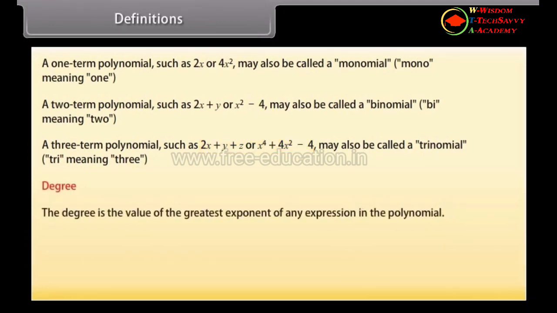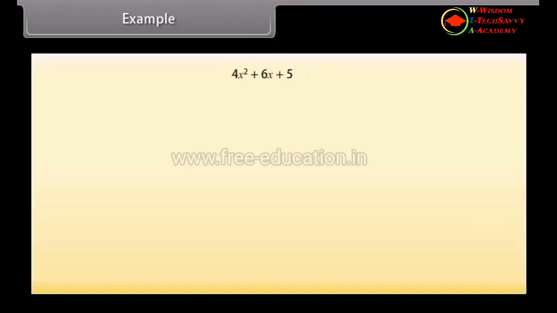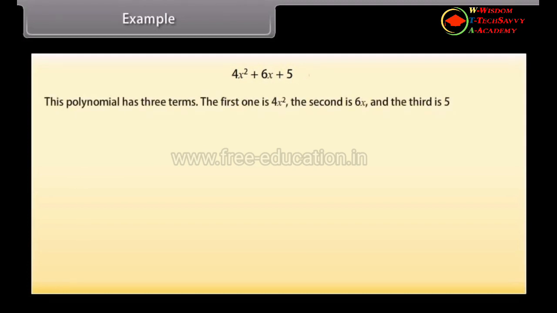Degree. The degree is the value of the greatest exponent of any expression in the polynomial. To find the degree, all that you have to do is to find the largest exponent in the polynomial. Example: 4x squared plus 6x plus 5. This polynomial has 3 terms. The first one is 4x squared, the second is 6x, and the third is 5.